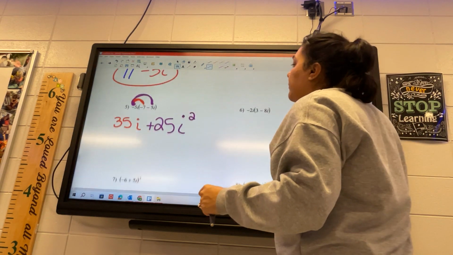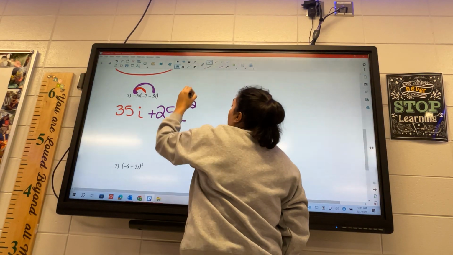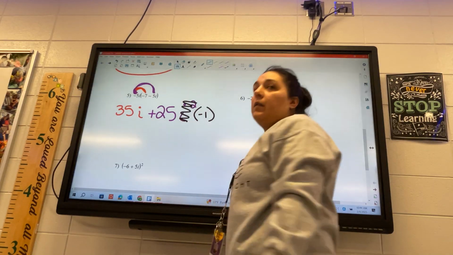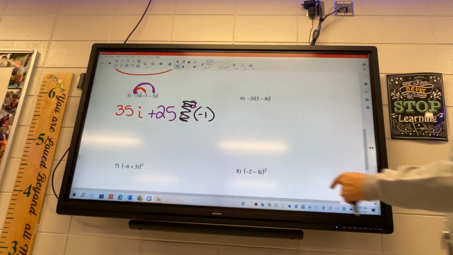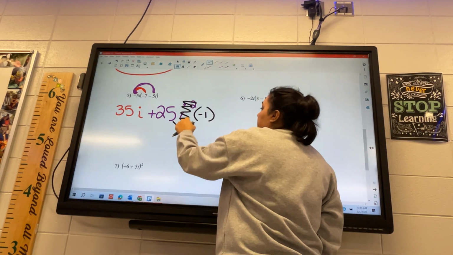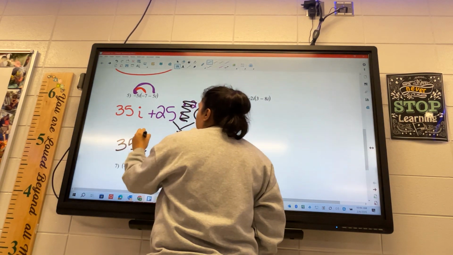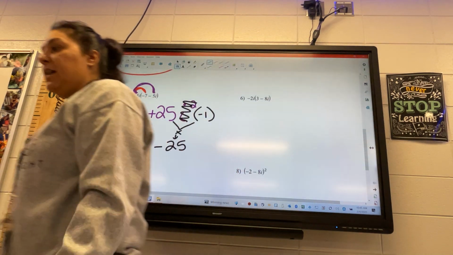What's number 7? Okay, so right here I like to just scribble, so I'm going to scribble this out and put -1, because i squared really means -1. So now we have to do that multiplication. What is 25 times -1? -25. So I'm going to get 35i minus 25. Okay, we times those two.